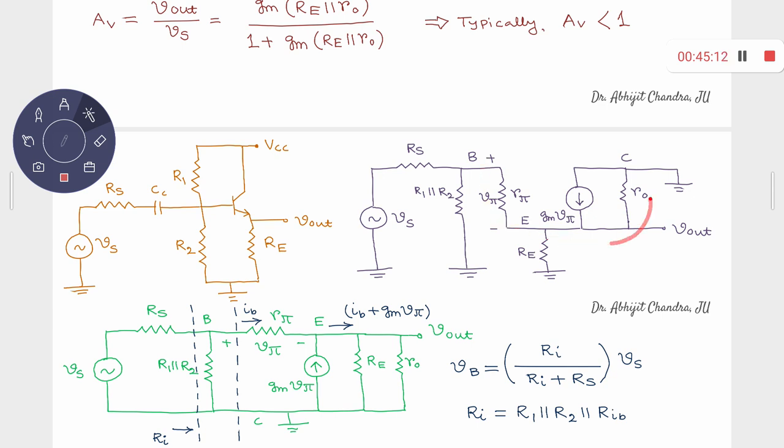Signal model of the BJT. You have this RE also. On the left-hand side, you have this R1 parallel R2. Both of them are between base and ground. From base to ground, you have R1 parallel R2. And then we have the signal source with the non-zero source resistance, that is RS. Clear?